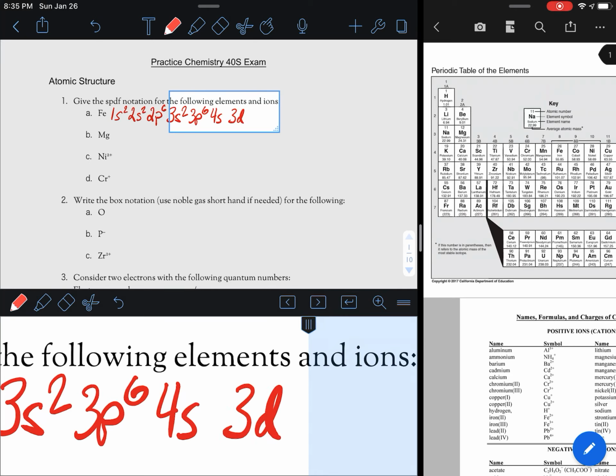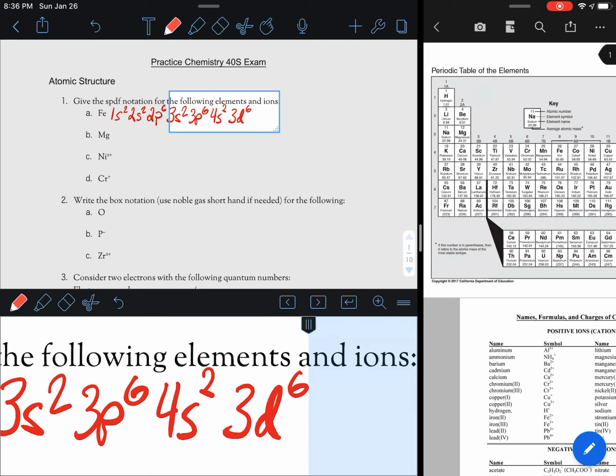This is the tricky part. We have to count up the electrons. So I'm going to count iron's position amongst that row: 1, 2, 3, 4, 5, 6, 7, 8. It's 8 in from the left from 4. So that means if I fill normally, I would go 4s2 and 3d6.